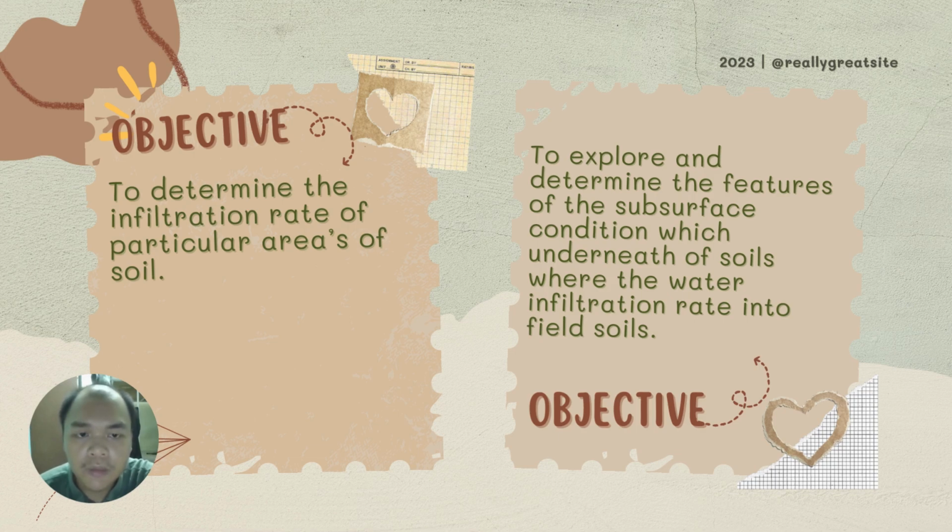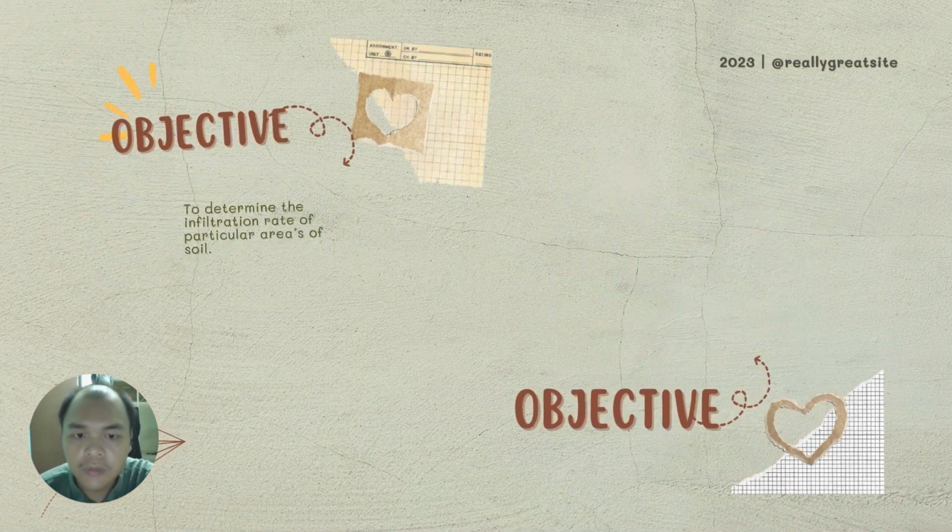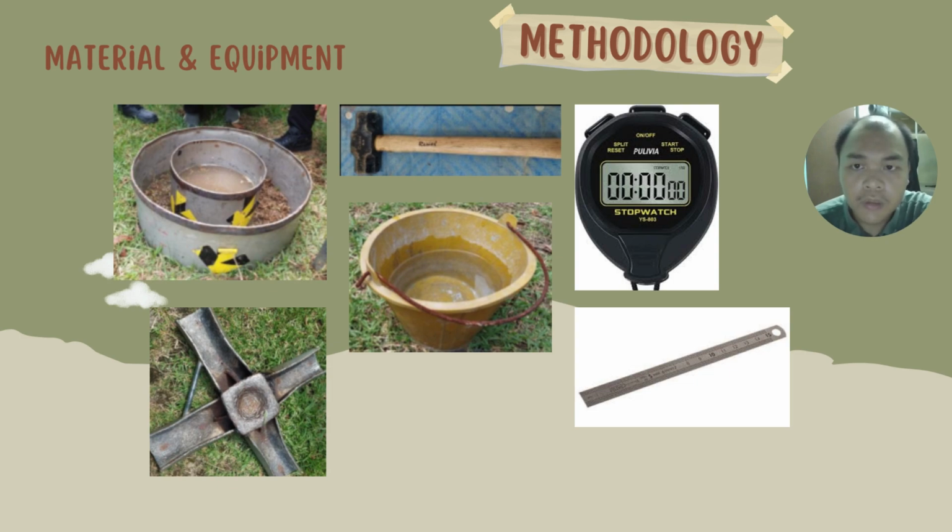For the objective, we have to determine the infiltration rate of particular areas of soil and to explore and determine the features of the subsurface condition, which are the needs of soils where the water infiltration rate into field soils. So this is our material and equipment that we'll be using for the infiltration rate experiment. We have inner and outer ring, driving plate, stopwatch, ruler, hammer, and also a pail.